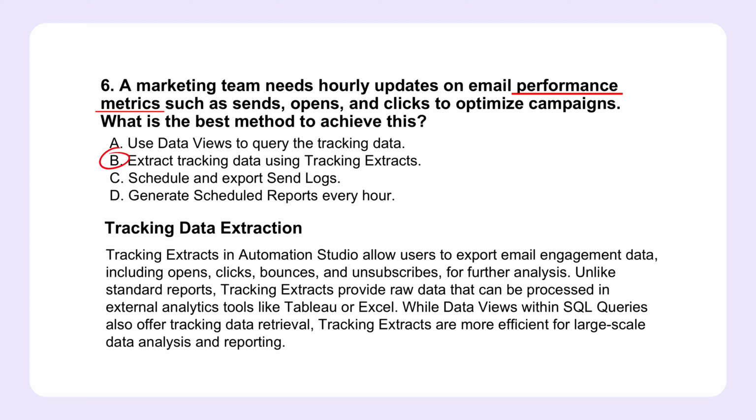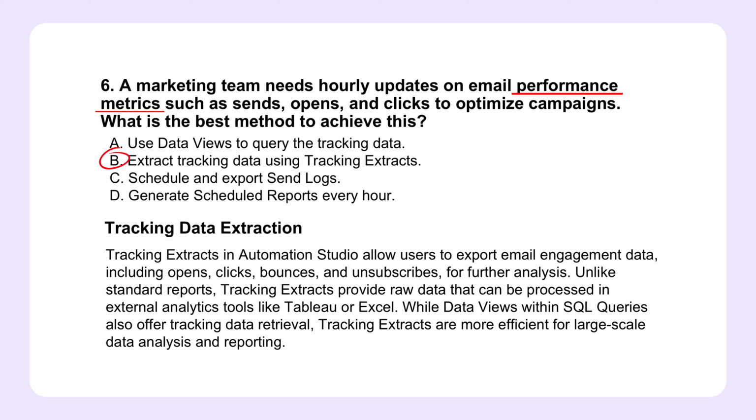What about the other options mentioned in the question, like directly querying data views, scheduling send logs, or generating scheduled reports every hour? Why might those not be as effective? You can query data views to get near real-time data, but doing that every hour could put a lot of strain on your system resources, and the output might not be that easy to work with for quick analysis. Scheduling and exporting send logs gives you data about each individual email that's sent, but it doesn't really aggregate those key performance metrics like opens and clicks across a whole campaign.